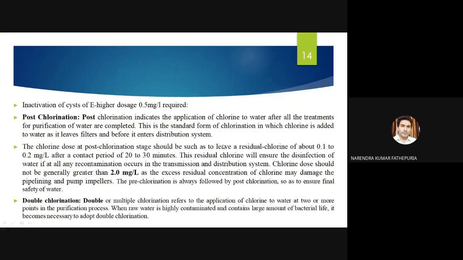What should the dose be? To leave a residual chlorine of 0.1 to 0.2 mg per liter after a contact period of 20 to 30 minutes. This residual chlorine will ensure the disinfection of water if any recontamination occurs in the transmission distribution system.